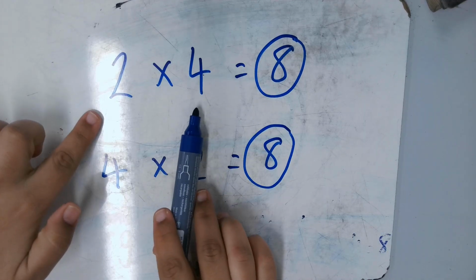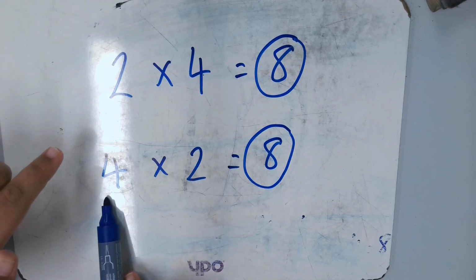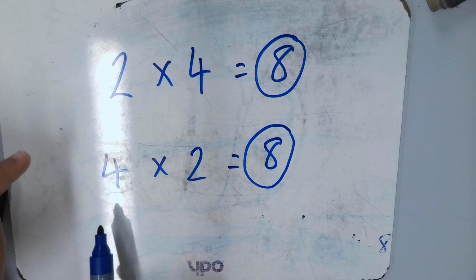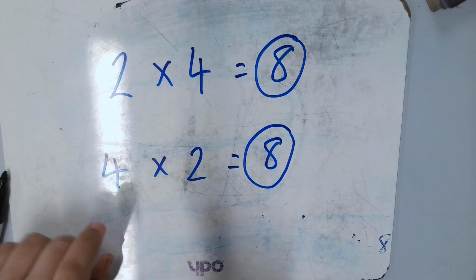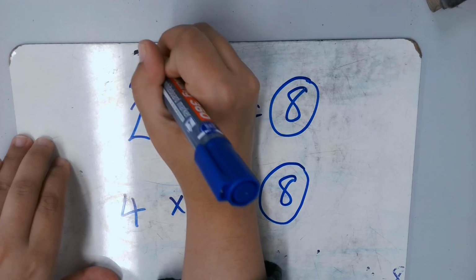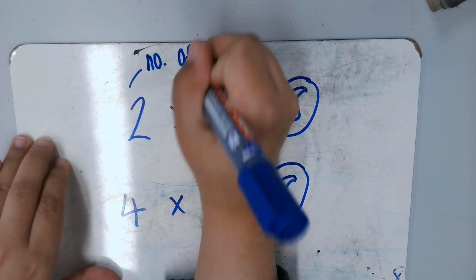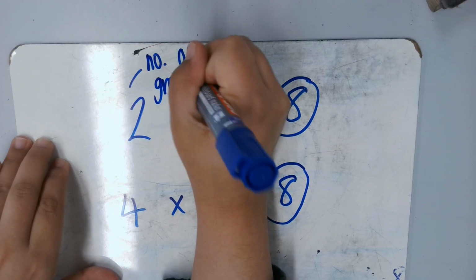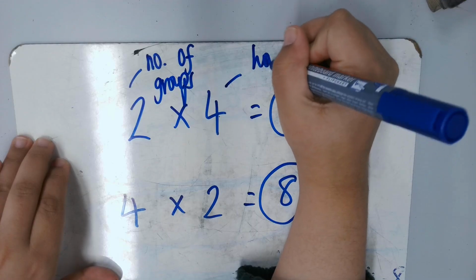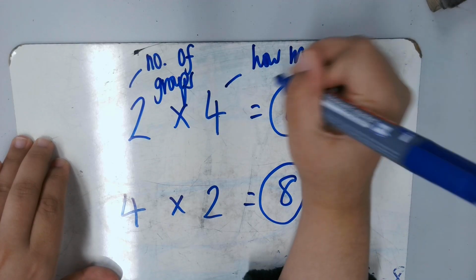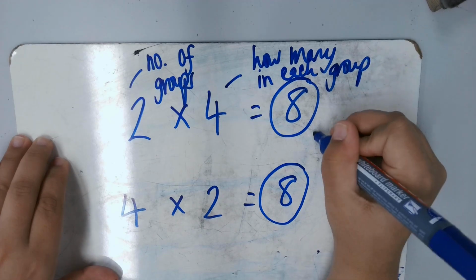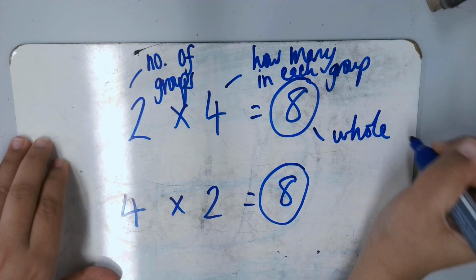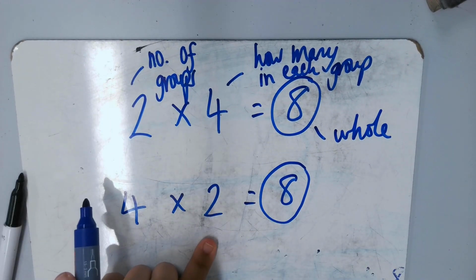You might have noticed a pattern here. 2, 4, 4, 2. What I've done here is I've swapped my parts around. I've swapped the number of groups by how many in each group. And that gives me my whole. I've swapped my parts around.